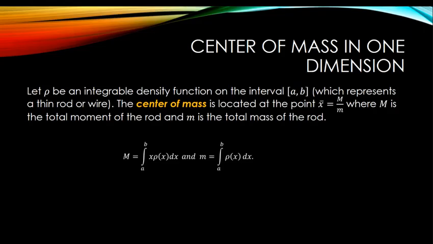Capital M is equal to the integral from a to b of x times rho of x dx, and little m is equal to the integral from a to b of rho of x dx. Notice that the difference between these two integrals is a factor of x. The moment involves the factor of x, the mass does not.